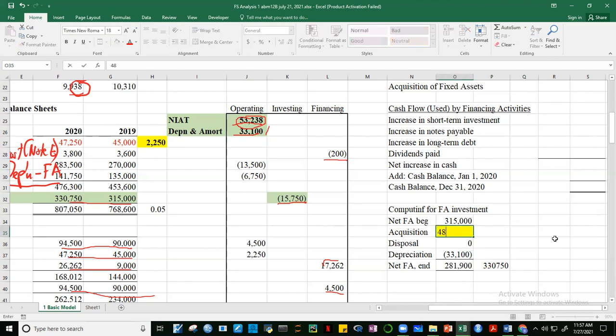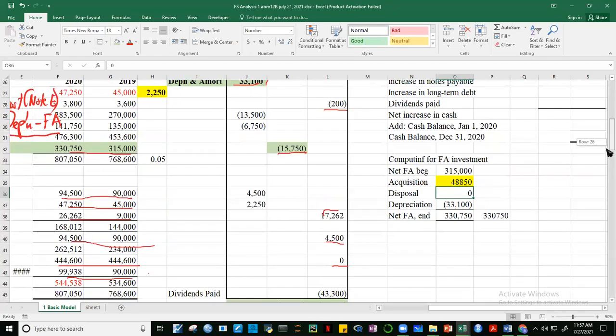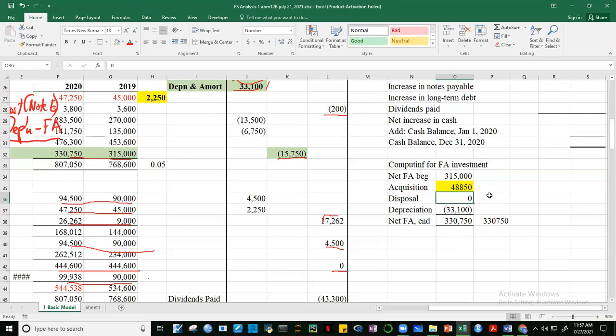So if I put here 48,850, we now get 330,750. So that should now be the investment in fixed assets, no? Now sometimes pag simple lang ganito, okay lang kasi you just subtract yung ending at saka yung actual na ending dapat, no? But let me teach you another way to do this, in case na mas complex yung mga questions.